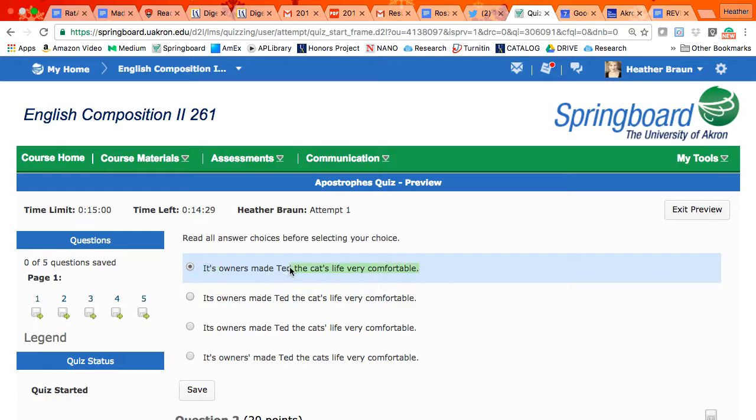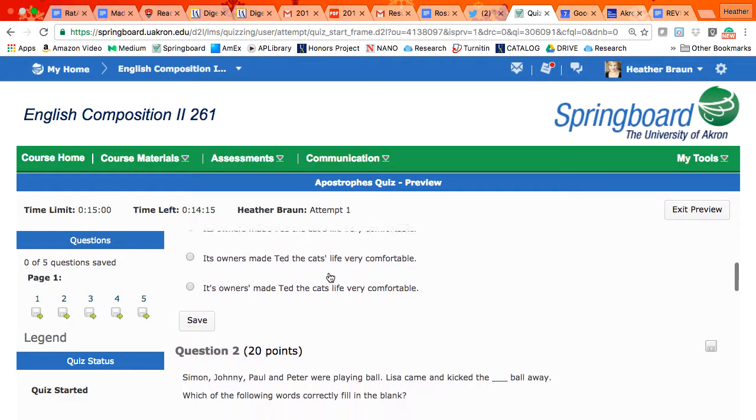And the second thing you want to make sure you're asking is, is Ted the cat singular or plural? It's singular. Ted the cat has one cat. So you want to make sure that your answer reflects a single cat rather than more than one.